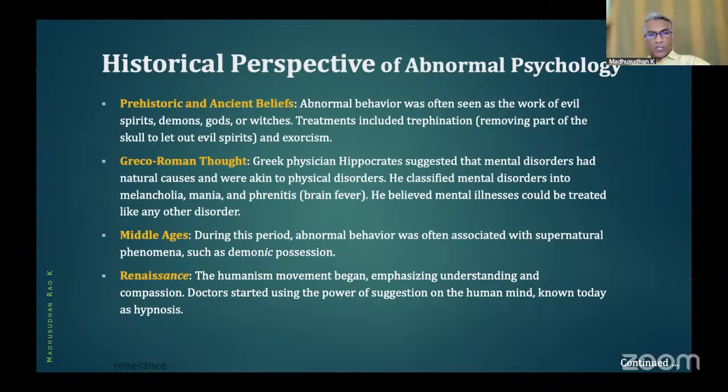So, the Middle Ages. During this period, abnormal behavior was often associated with supernatural phenomena such as demonic possession, like what do you say, bhoot pret are present, and it is troubling them. They believed there were demons in the brain, possessing the person, and they gave a lot of harsh treatment to them, and when they were exhausted and fell down, they said the demon is gone. So such treatments were there in the Middle Ages.